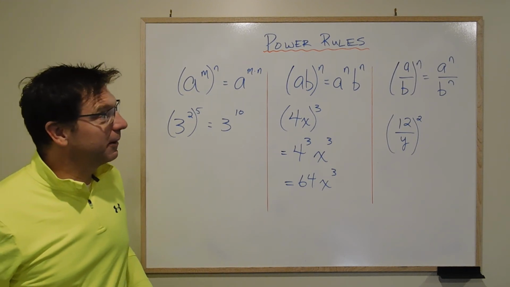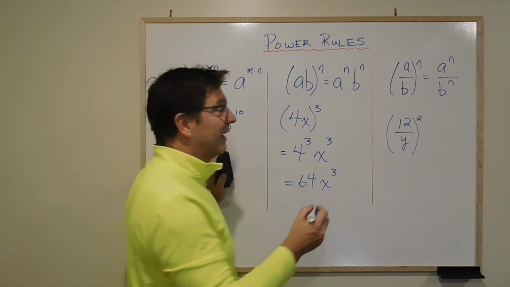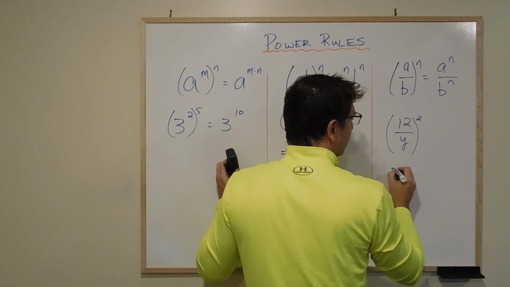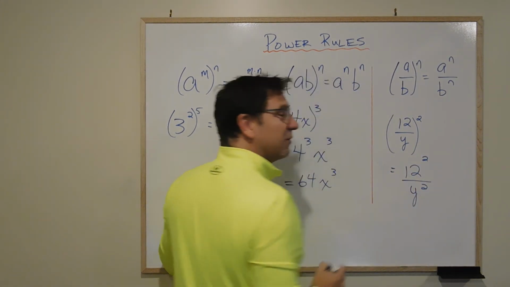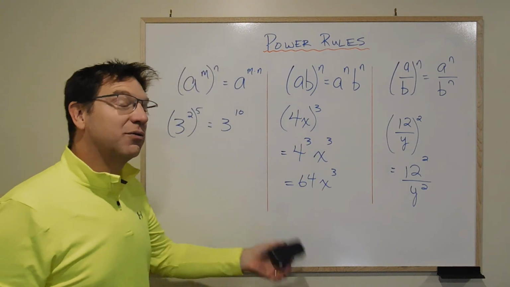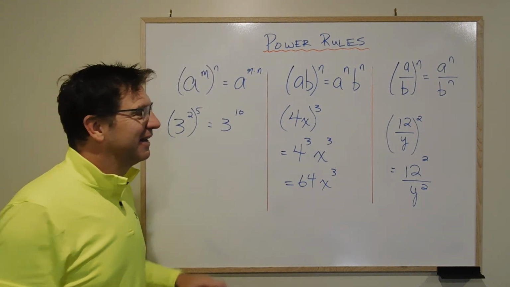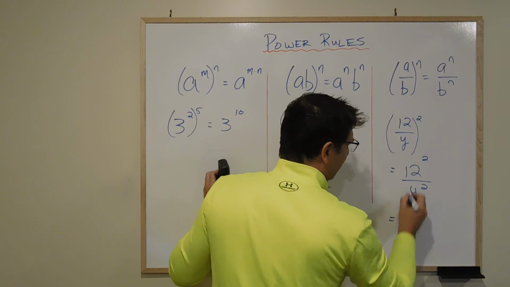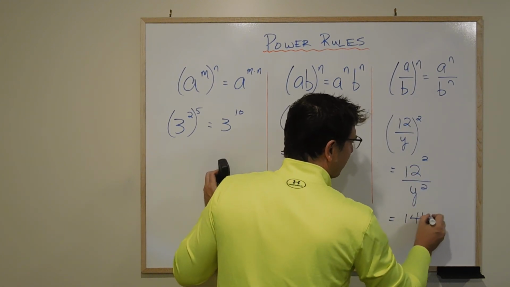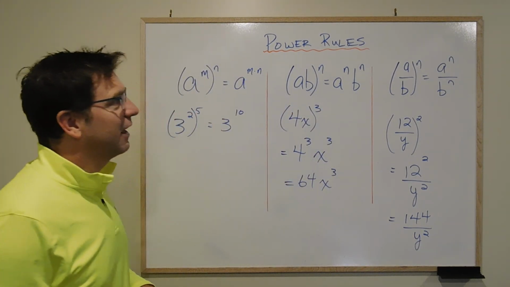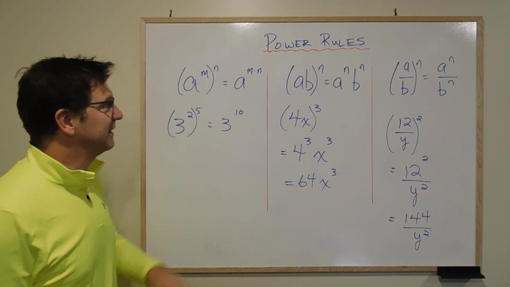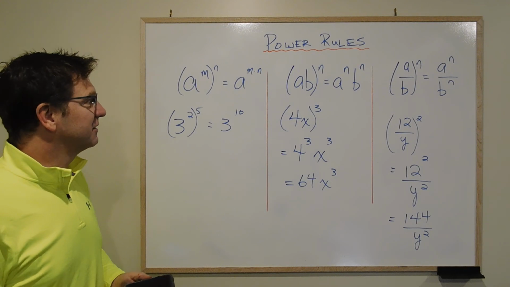That's something that you'll see. So then I can say this is equal to 12 to the 2 over y to the 2. And to the 2 we say squared, right? 12 squared over y squared. And we can say 12 squared is 144 over y squared, right? So it allows us to get rid of the brackets in all these cases.